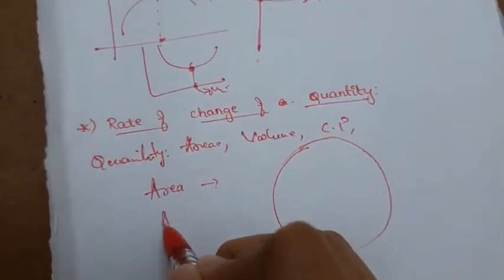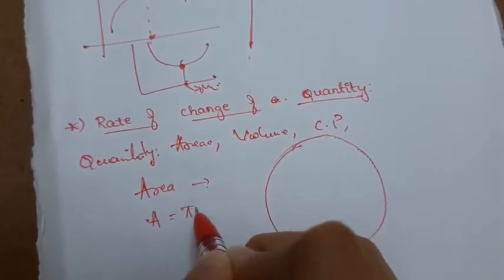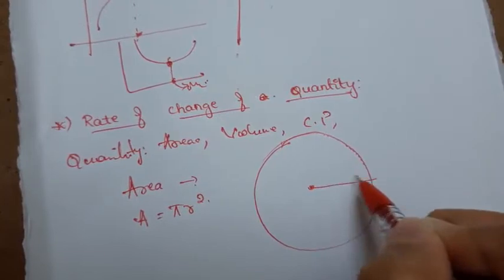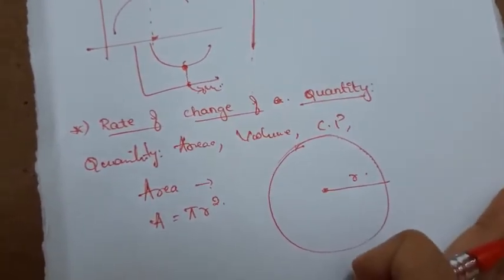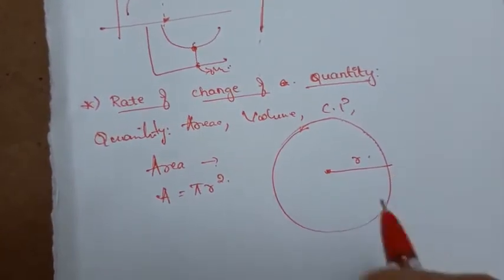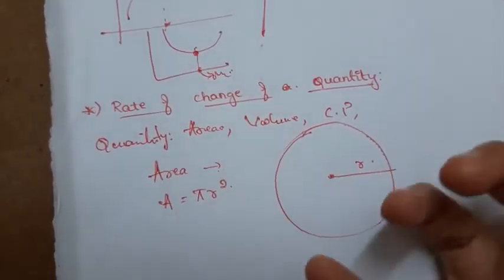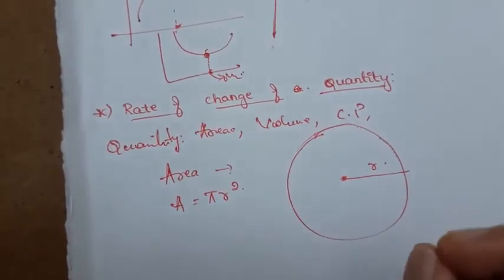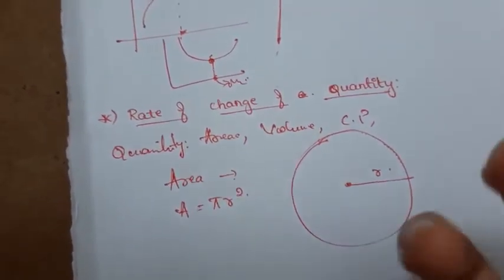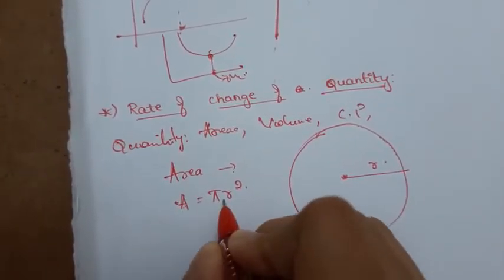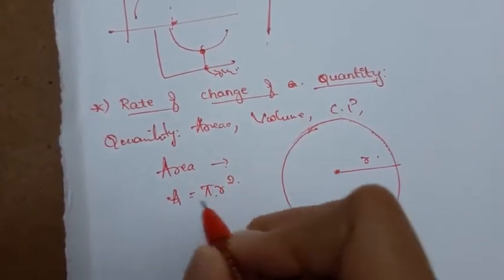So what is the area of a circle? Area is equal to pi r square, where r is the radius of the circle. This is the basic thing which we all know. So this is the area of the circle. Now how does this area change? The area is not going to change automatically. There is something upon which the area is going to change. You can see area is equal to pi r square here, where pi is a constant.